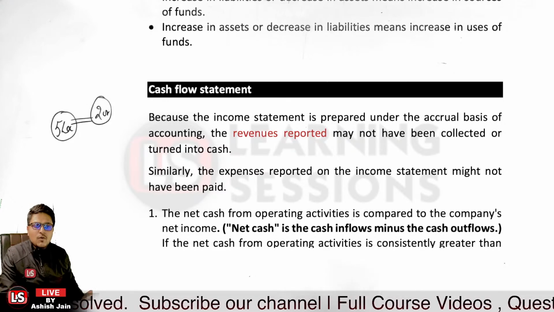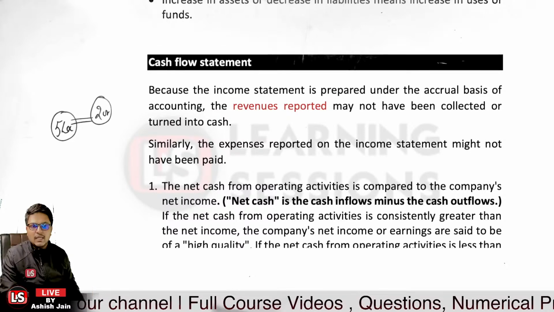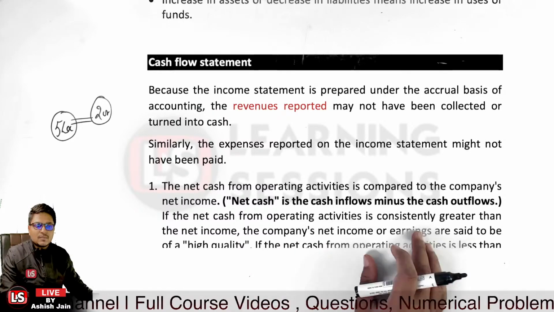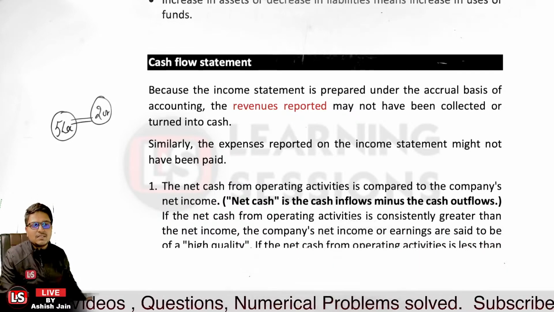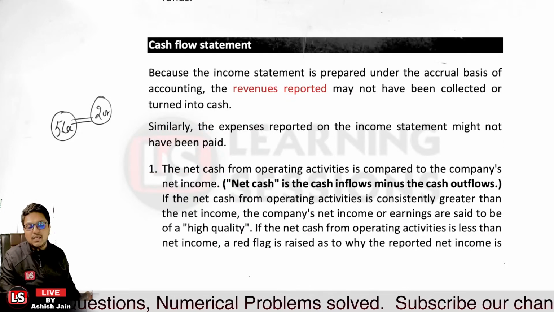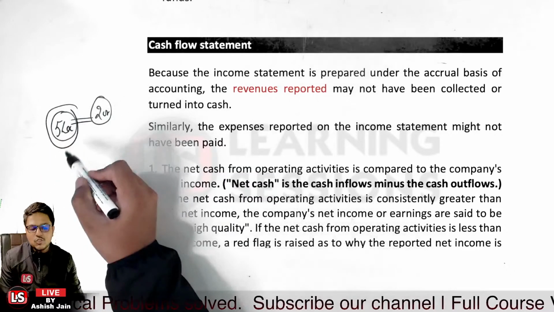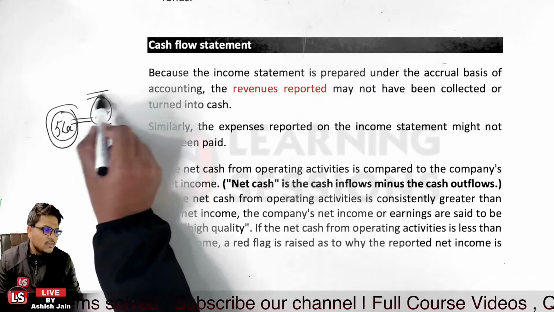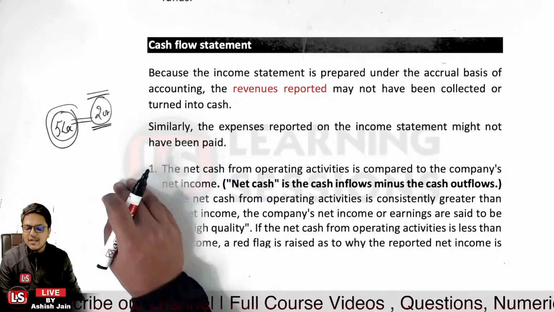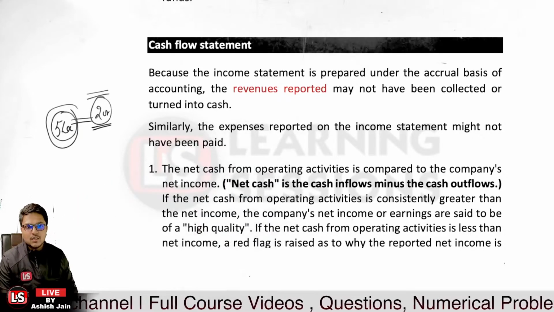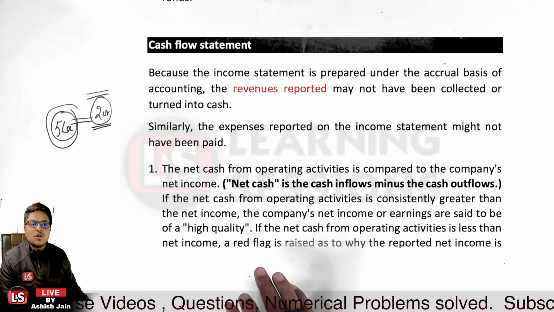Now if the net cash from the operating activities is consistently greater than the net income, the company's net income or earnings are said to be high quality. Because if it is generally higher, in this case it is the lower one, so we'll be saying that it is a lower quality profit that they are generating, because they are not able to convert it into cash, or they are not able to collect it. Okay, so that is basically not high quality.